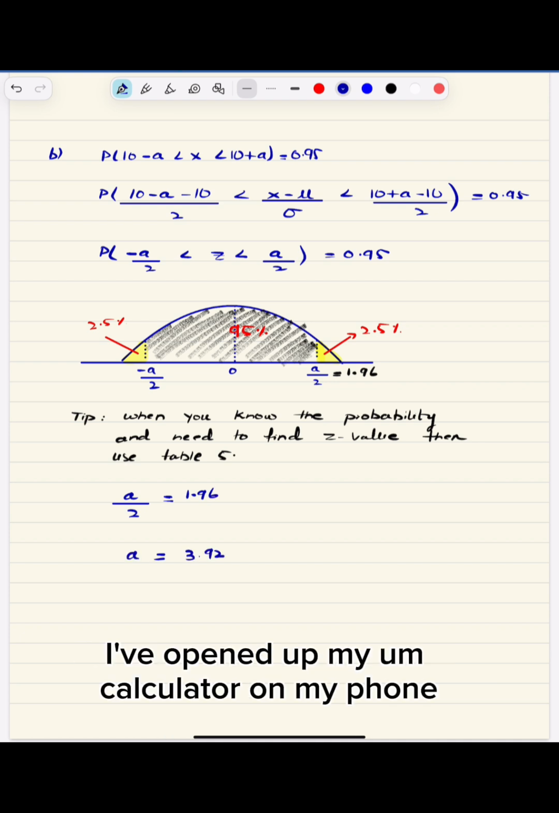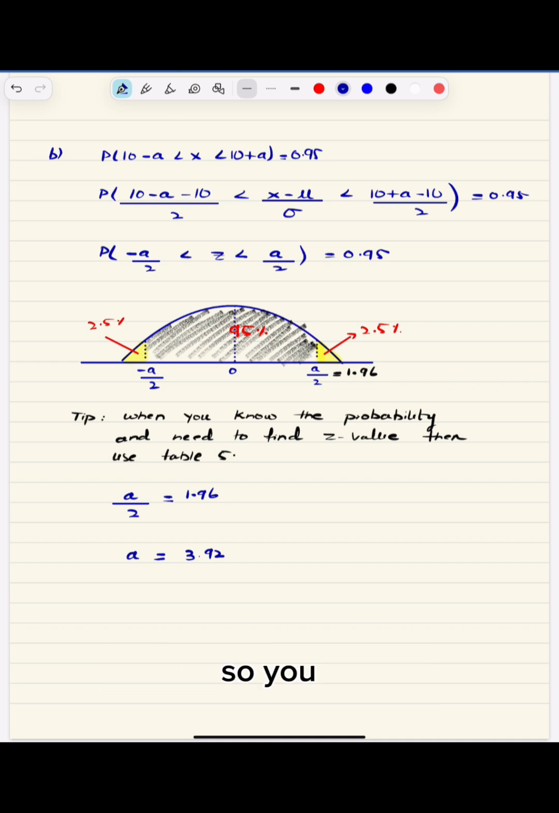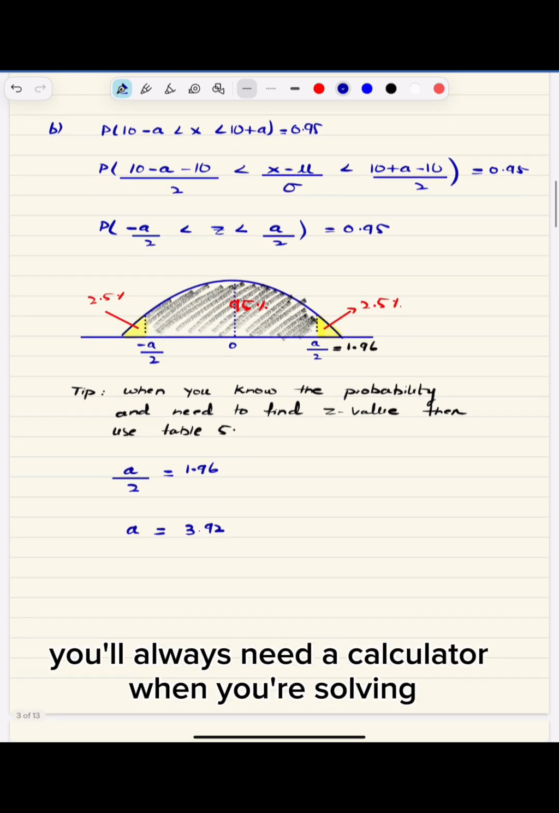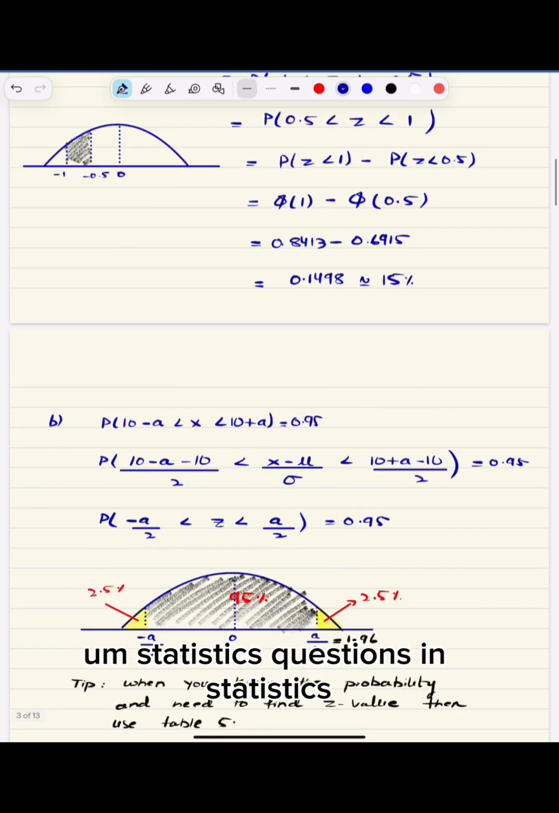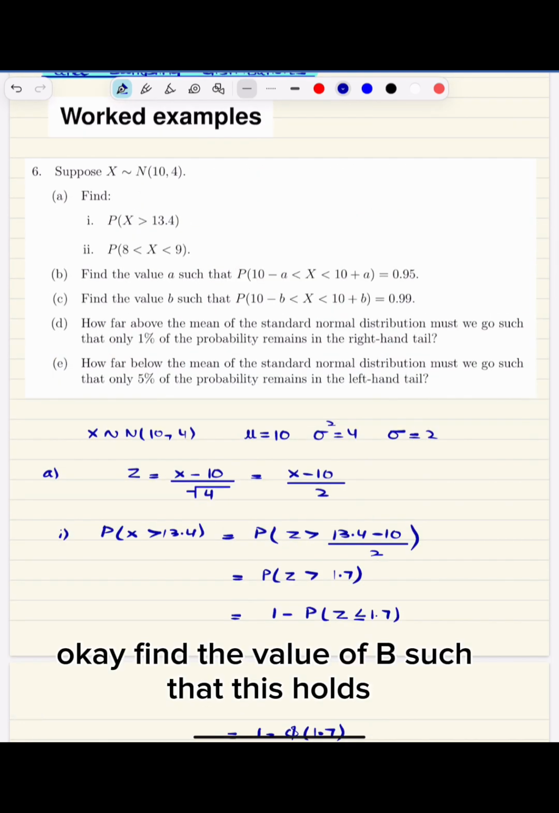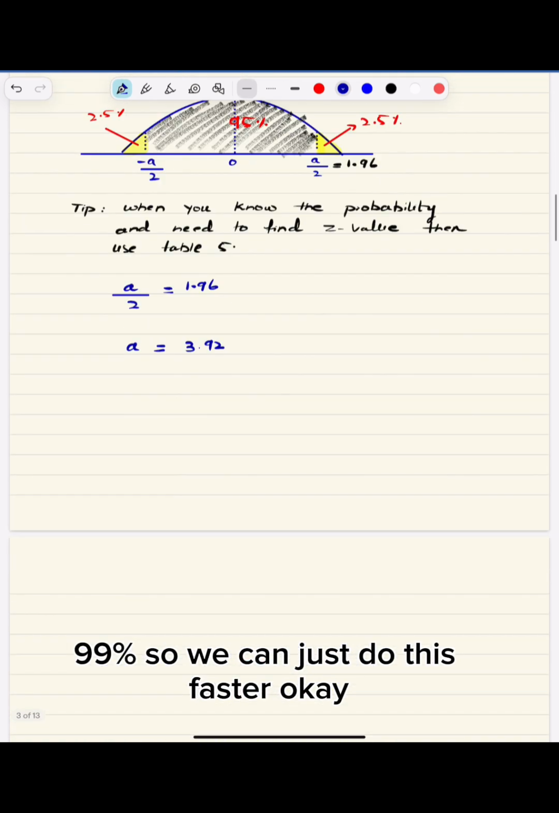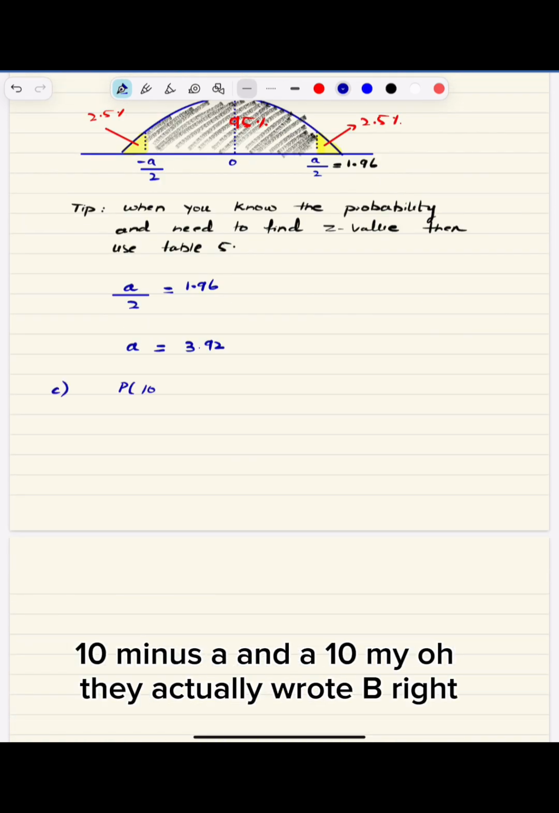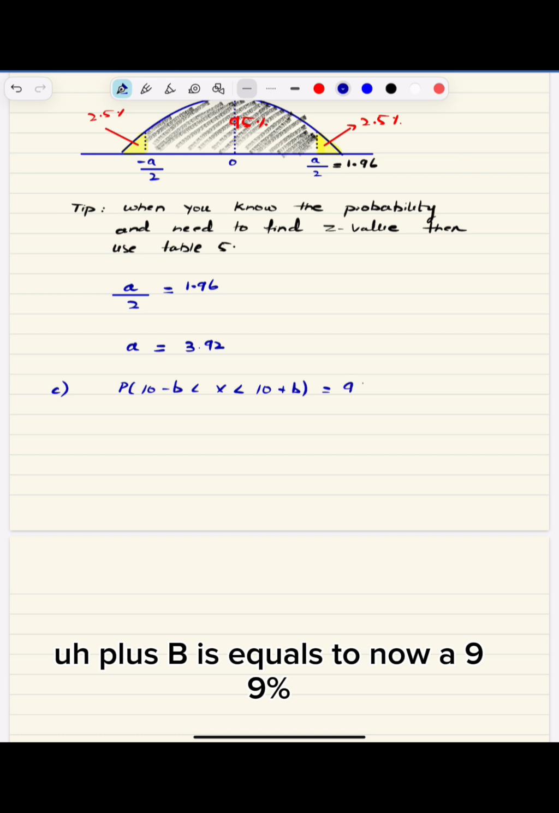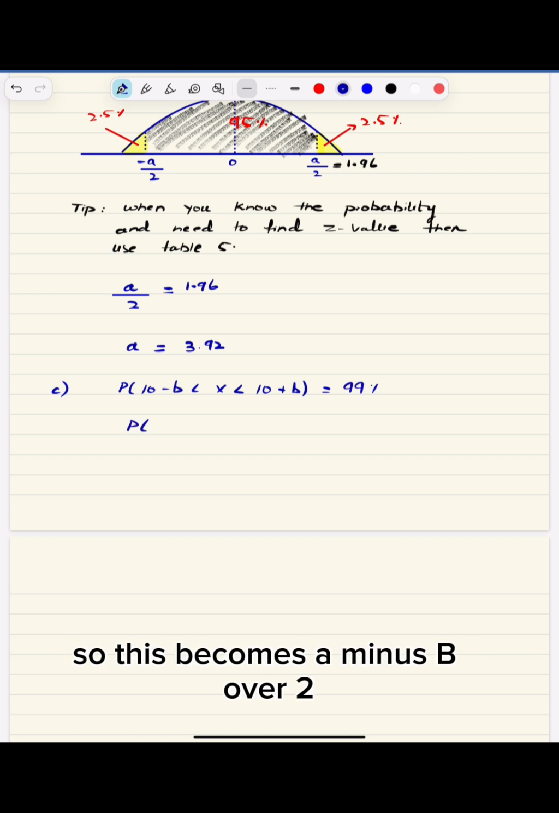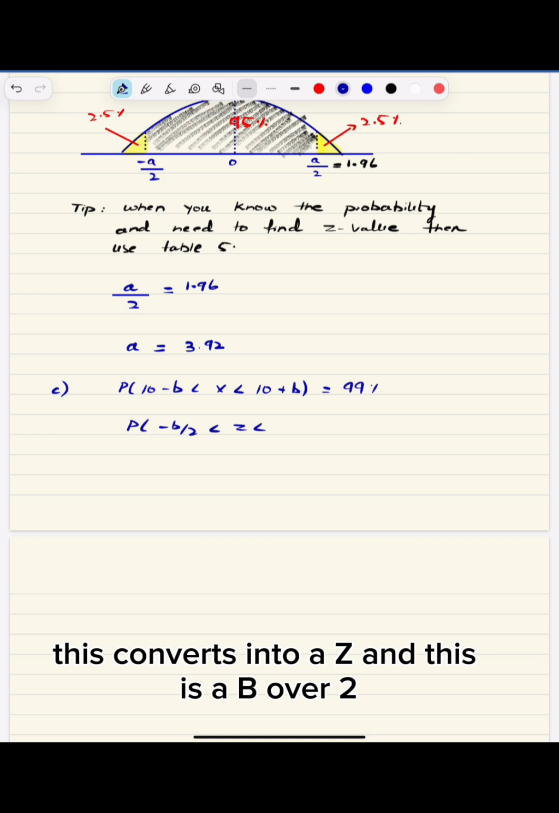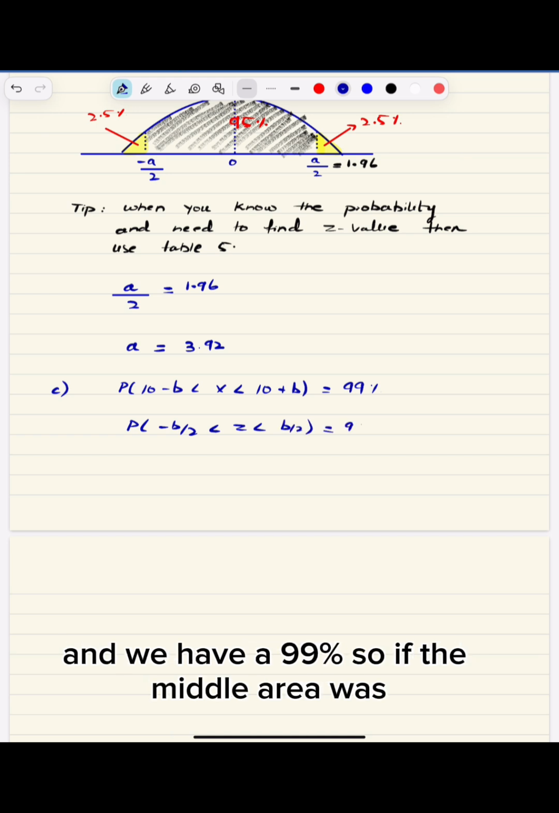Okay, I've opened up my calculator on my phone. So you'll always need a calculator when you're solving questions in statistics. Find the value of b such that this holds, because it's actually the same question, but they've just changed this here. Okay, 99%. So we can just do this faster. 10 minus b and 10 plus b equals 99%. So this becomes minus b over 2. This converts into a z, and this is b over 2, and we have 99%.